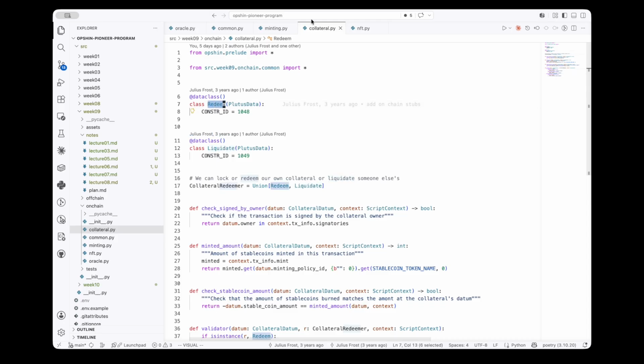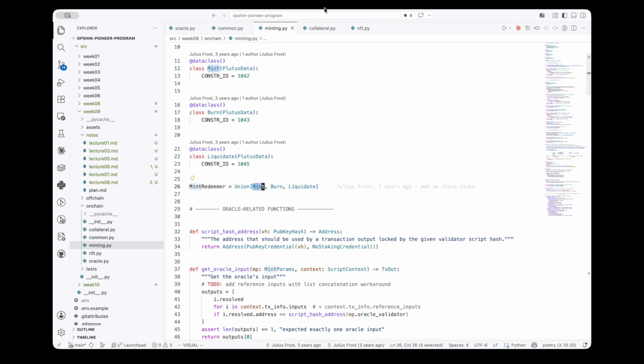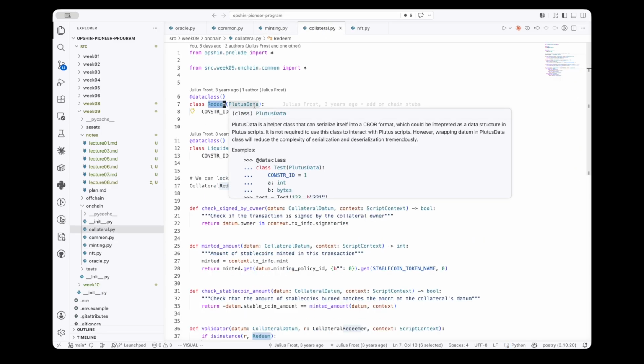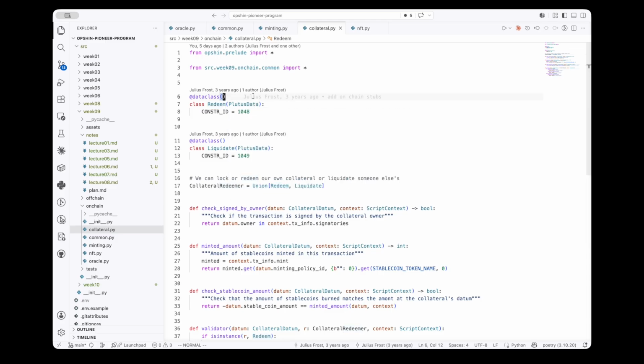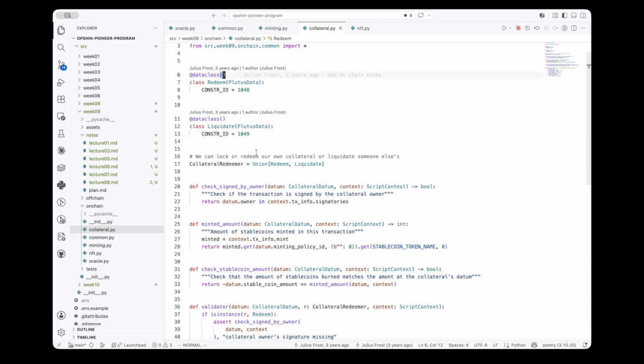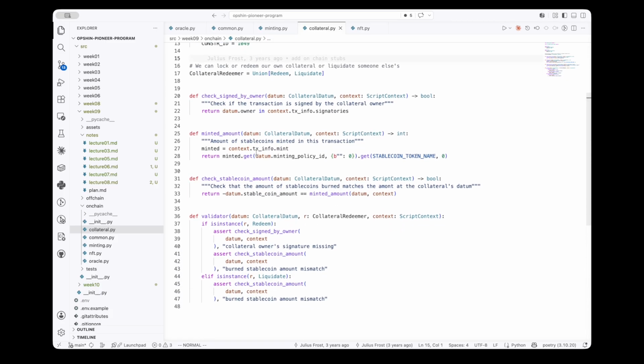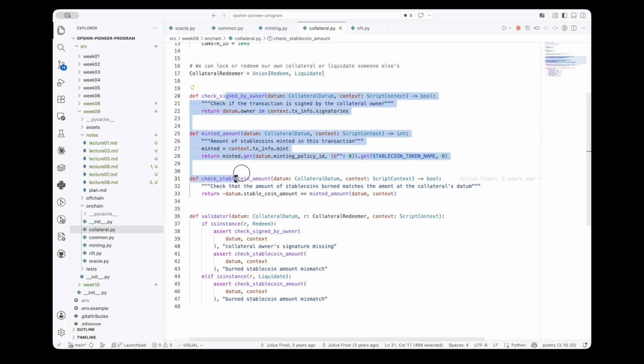Note that here there's no third action of minting, it doesn't exist here, because that means we just deposit the collateral. So we send the UTXO to the collateral validator, but the validator is only run when we spend it. So that's why we only have these 2 here. And then there's again a couple of helper functions.